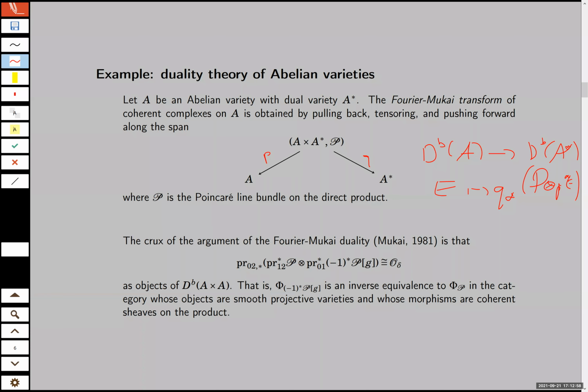And again, of course, the way that you prove that this is an equivalence is you construct an inverse kernel. So this is an equivalence between A and its dual variety in the category of correspondences between projective varieties equipped with a coherent sheaf on the product. And perhaps there should be an object of the derived category of coherent sheaves on the product so that it's closed under tensor products in the right way.